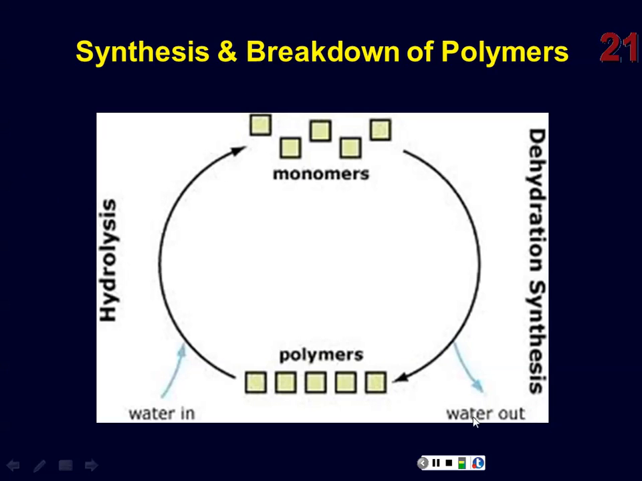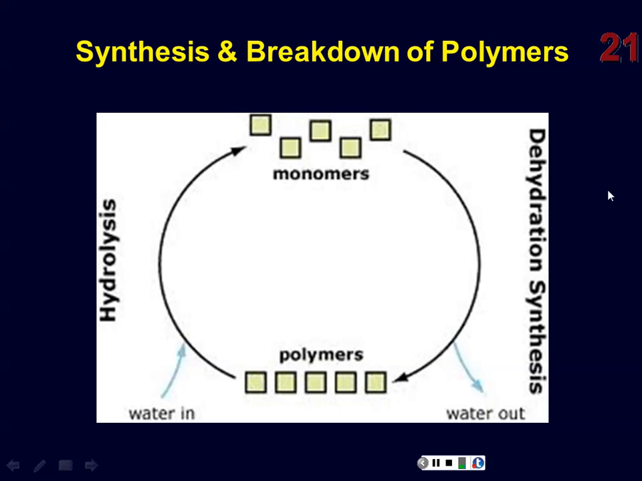Here, in summary, we have the synthesis and breakdown of polymers. The monomers undergo dehydration synthesis, with water coming out to join those monomers to make a polymer. To break down a polymer, we have water going in, with the reaction being called hydrolysis, and then the polymer is broken down into monomers. This is how you build proteins and break them down, how you build carbohydrates and break them down, and how you build nucleic acids and break them down. Have you ever tried to break down lipids, lose weight, without water? You can't do it. You have to have water to break down those molecules.